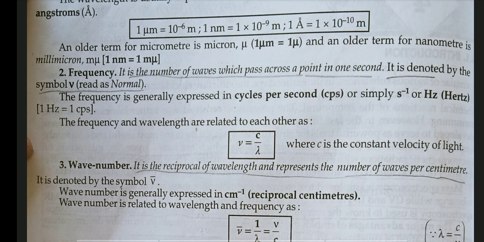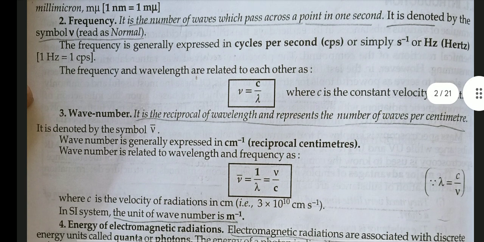Frequency: it is the number of waves which pass across a point in 1 second. It is denoted by the symbol nu. The frequency is generally expressed in cycles per second or simply as second inverse or hertz. The frequency and wavelength are related to each other. Nu is equal to c upon lambda, where c is the constant velocity of light.